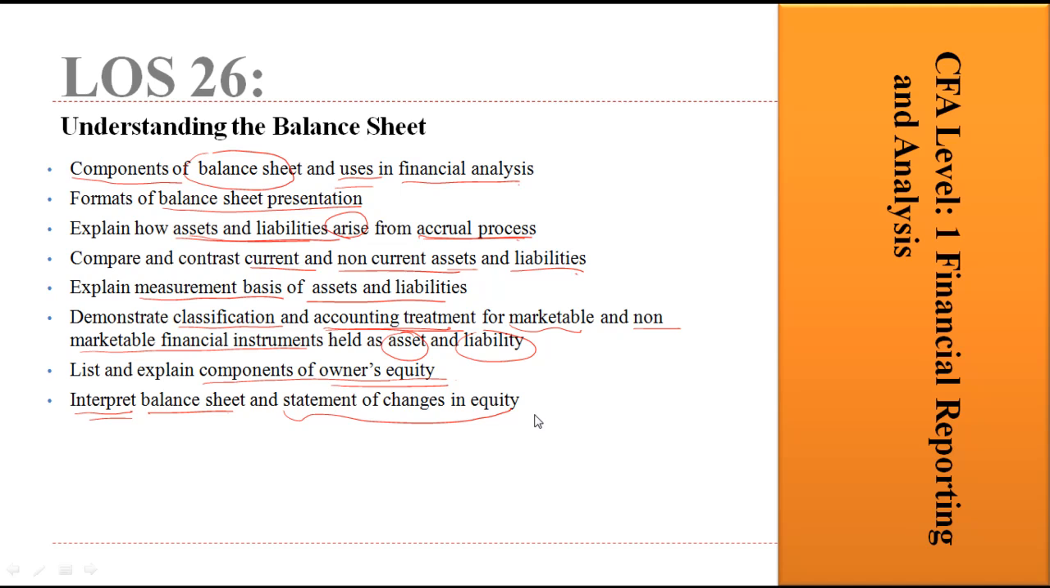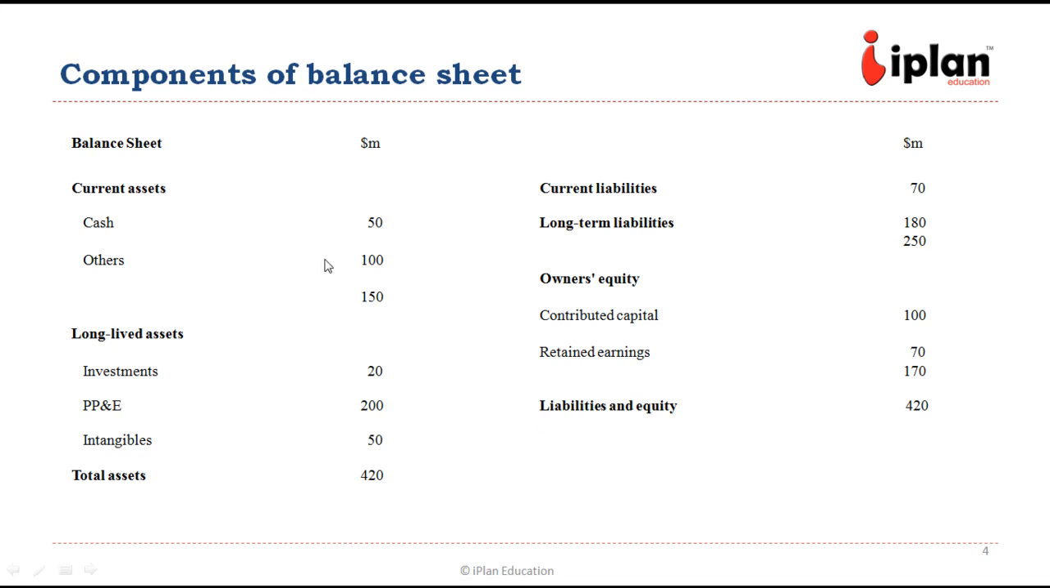So let us start with the various components of balance sheet. So this is a simple balance sheet. On the left hand side we have assets. On the right hand side we have liabilities and equity. Under these assets we have current assets and long-term assets. So the current assets could be cash, and there could be other current assets, for example the inventory or accounts receivable, etc. And their summation is this.